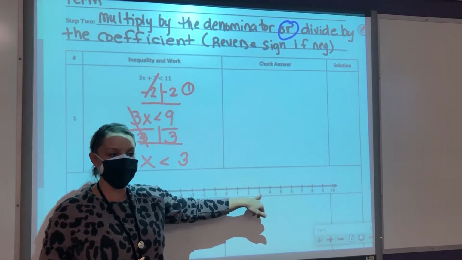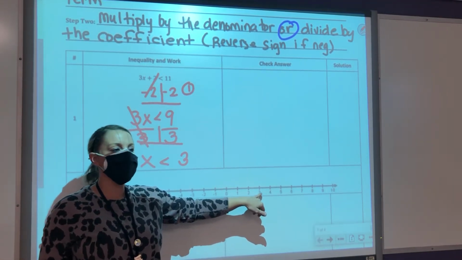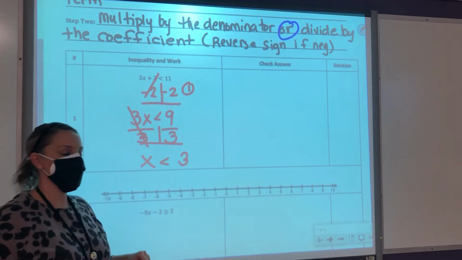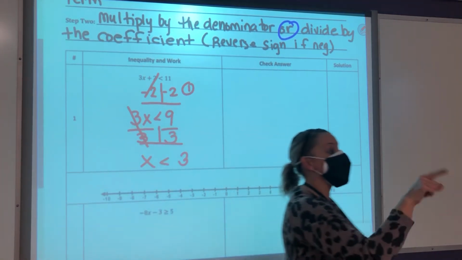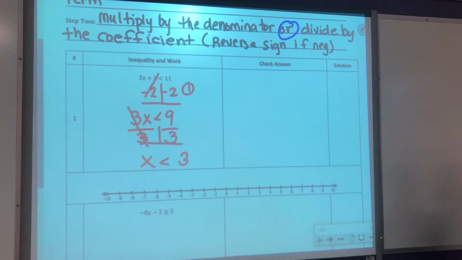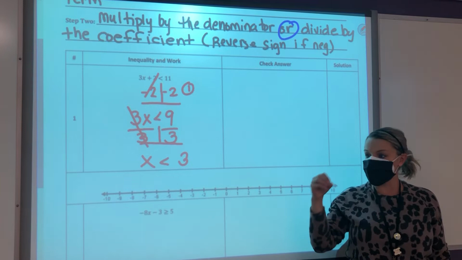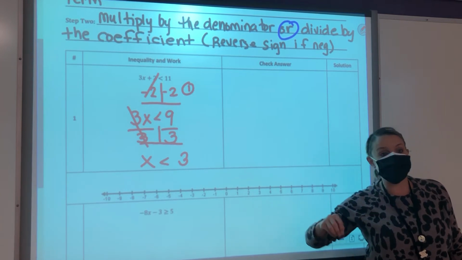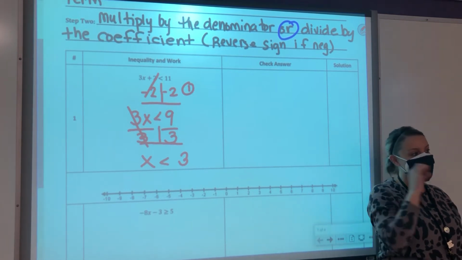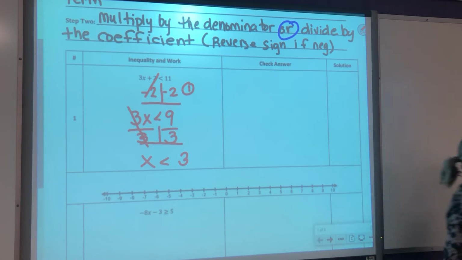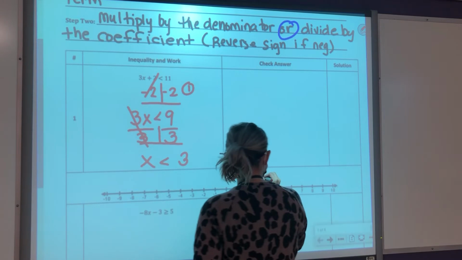Open circle or closed circle? Open. Why is it open, Zach? Because the number is not included. Very good. The number is not included in the solution. So that means I can't use 3 as a solution. I can use anything that's less than 3, but I cannot use 3. 3 will not make my inequality statement true.